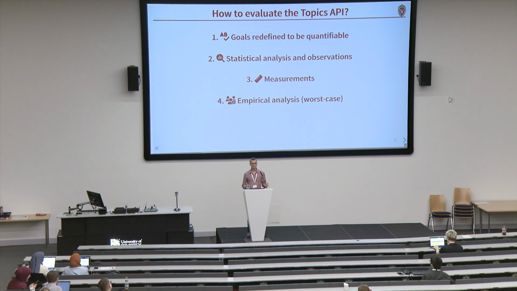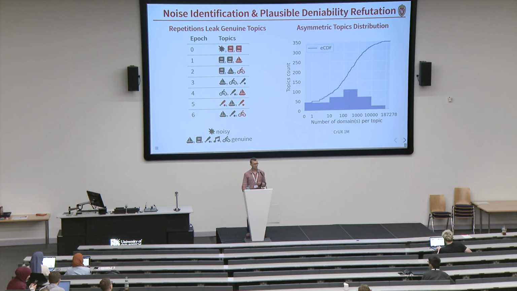First, we started by redefining the goals that Google stated to make them actually measurable and quantifiable. This is the first step. Then we took the specification of the proposal and evaluated it from a statistical perspective, and identified a few limitations that could lead to some privacy issues. We completed our analysis with some measurement and an empirical analysis, evaluating the utility and the privacy of the Topics API in a worst case scenario. So next, for the rest of the talk, I'm going to give you a few insights about our evaluation.